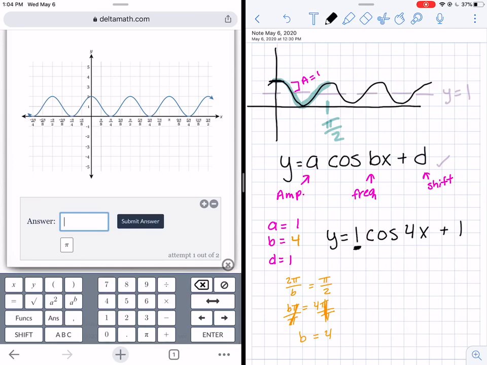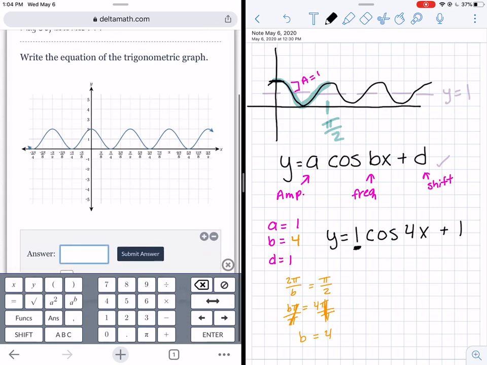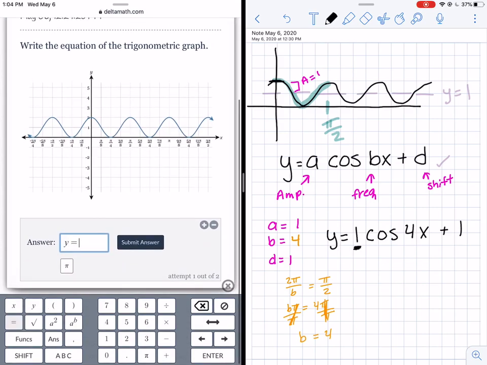I don't like to write the 1, but you can put the 1 if you want. So let me just talk about how we're going to put it in here. The first thing says it is an equation, which means if you don't put that y equals, they are going to tell you that it is incorrect. So please make sure you are doing that. I'm going to put my 1.